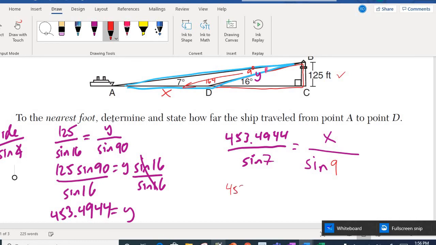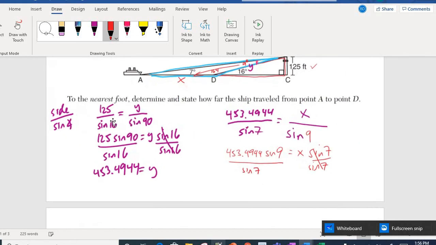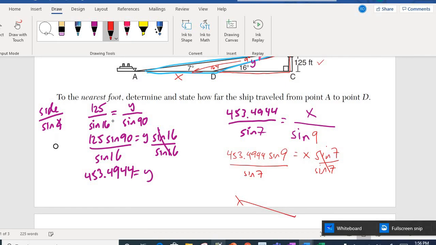We have 453.4944 times the sine of 9 is equal to X times the sine of 7. We will divide by the sine of 7. And we go to our calculator. Now here's the good news. The good news is your calculator should already have programmed inside of it that 453 number. We used that one already.